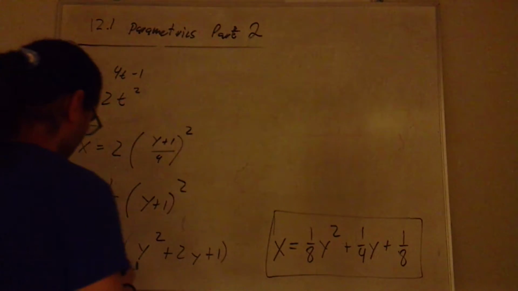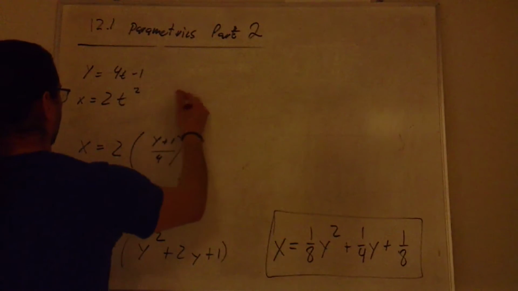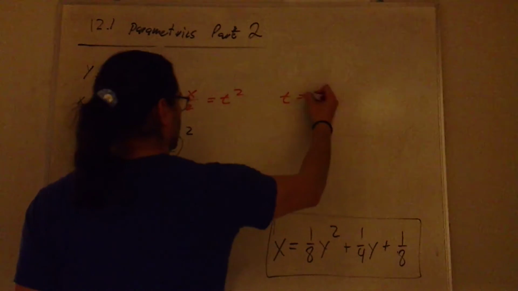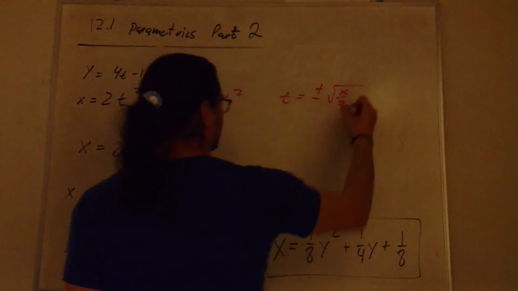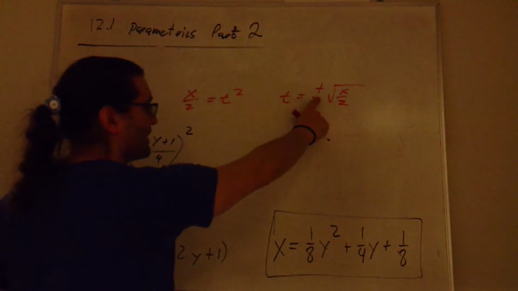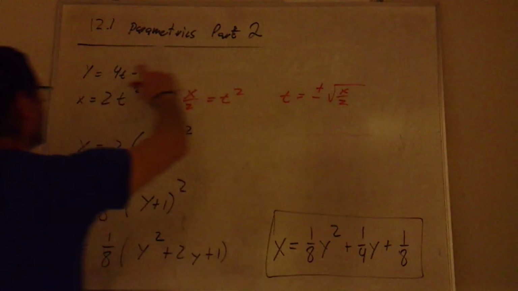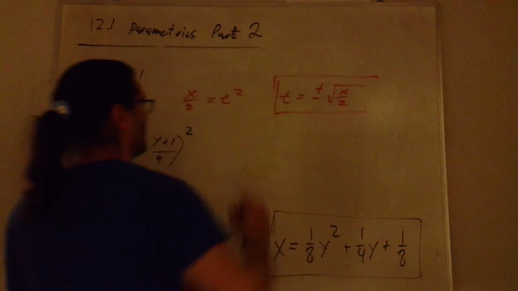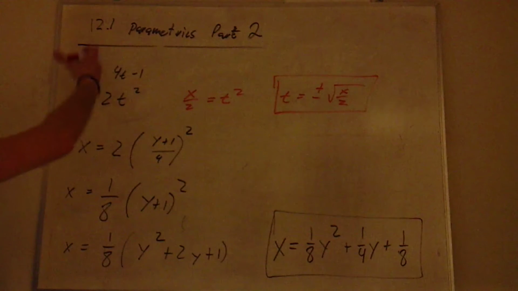If I did it that way, I would get something like, trying to solve this guy would give me x over 2 equals t squared, and then t equals plus or minus square root of x over 2. So here's where we're getting that vertical line test failure sort of business. If we try to plug this in here for t, we're going to end up with two functions. We're going to have a y equals the positive square root function of this, and we're going to have a y equals the negative square root function of this.